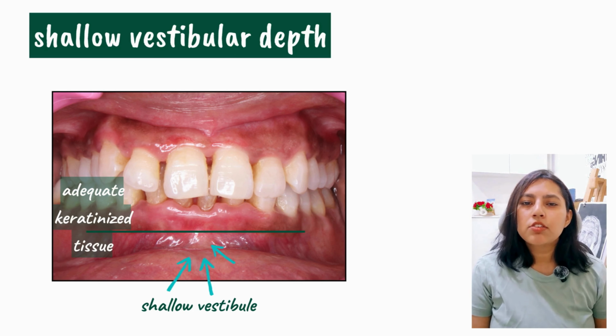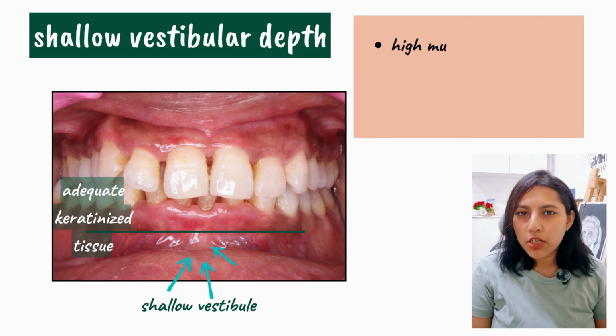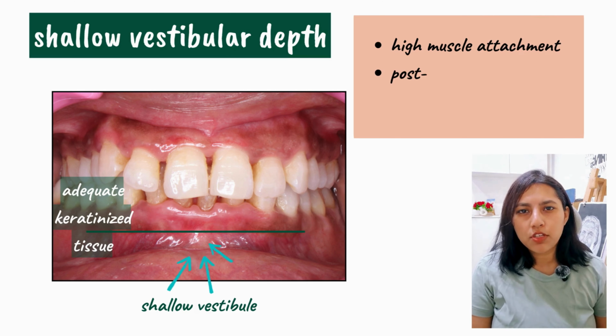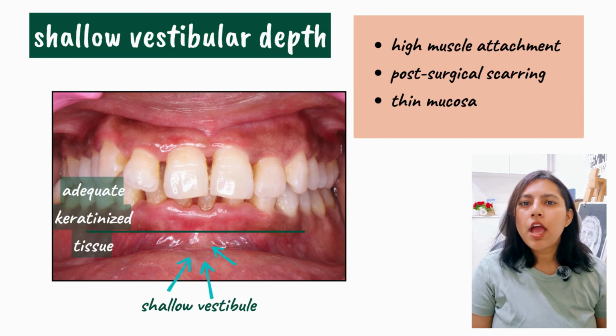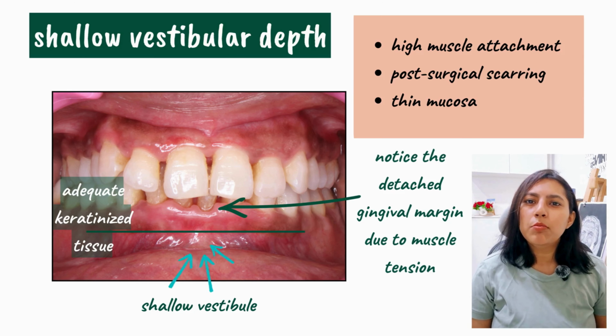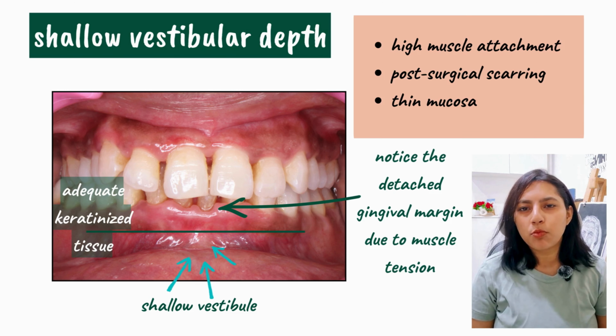The next condition is a decreased vestibular depth. This is commonly seen in patients with high muscle attachment, post-surgical scarring, or thin mucosa. Clinically, a shallow vestibule makes plaque control difficult and increases tension on the marginal tissues during lip or cheek movement.